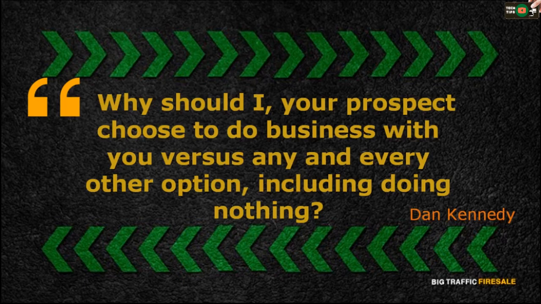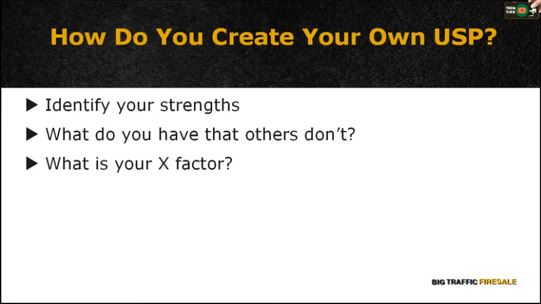A powerful USP that everyone will surely realize is: fresh, hot pizza delivered in 30 minutes or less, guaranteed. This USP originates from Domino's Pizza, which they applied to create a billion-dollar company. So it leaves us with the most vital question. How do you create your own USP?